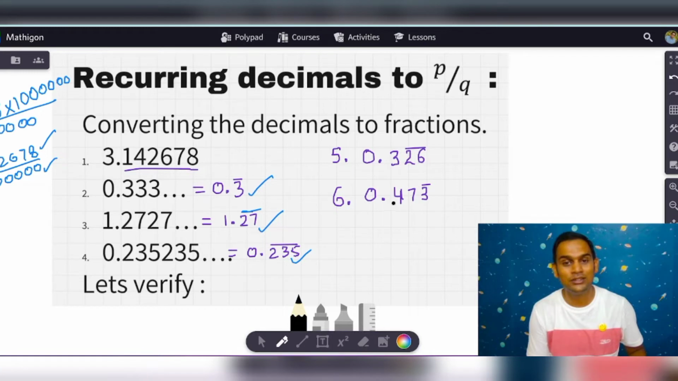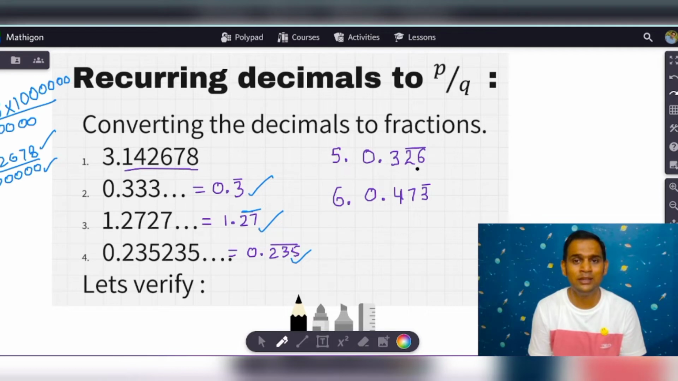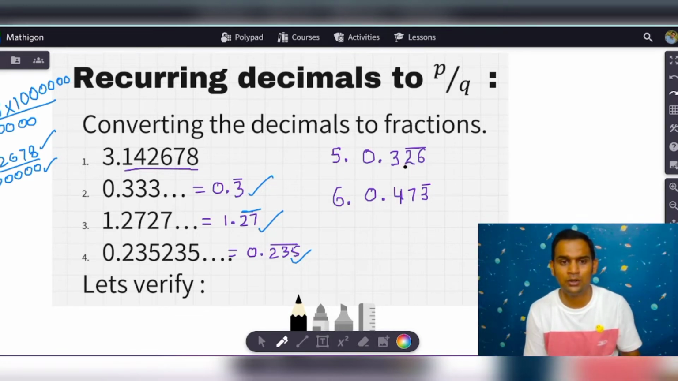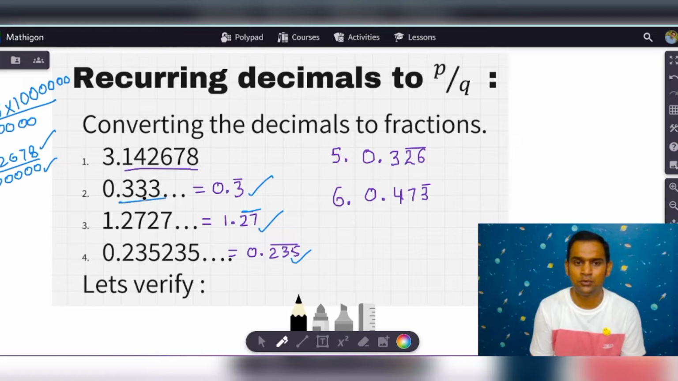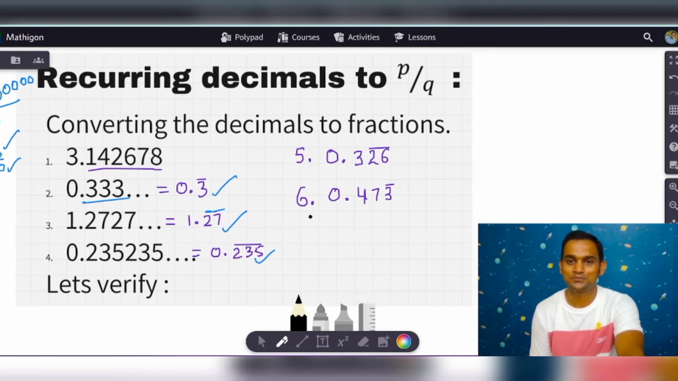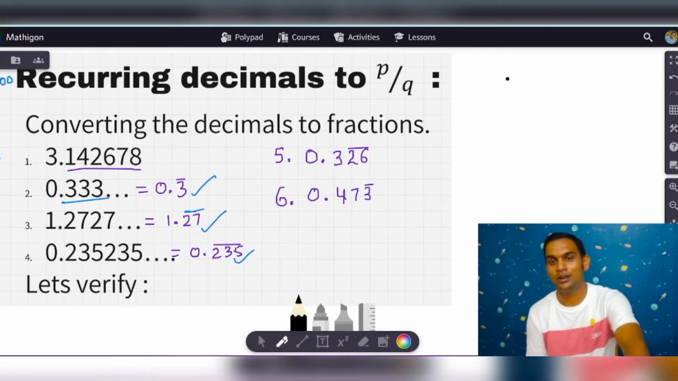In the sixth question, as you can see, 4 and 7 are not repeating. 3 bar, that means 3333, is repeating again and again. That's the way we represent it. If we have a bar above 26, that means 26 is repeating again and again. 3 is not repeating. That is the representation, and I have shown it here as well. 0.33... means 0.3 bar. 1.2727... means 1.27 bar.